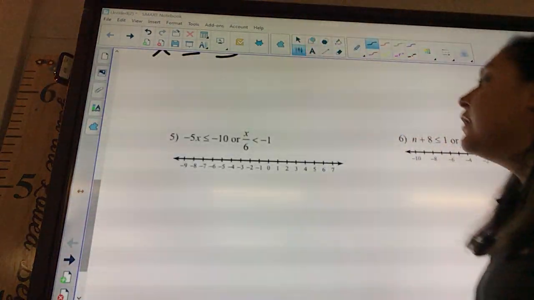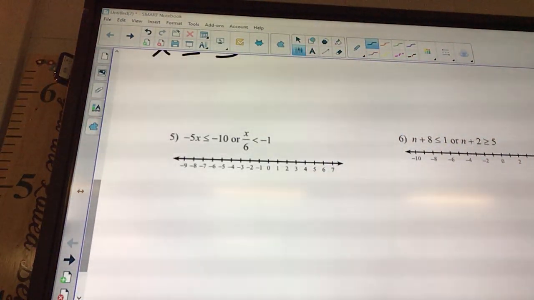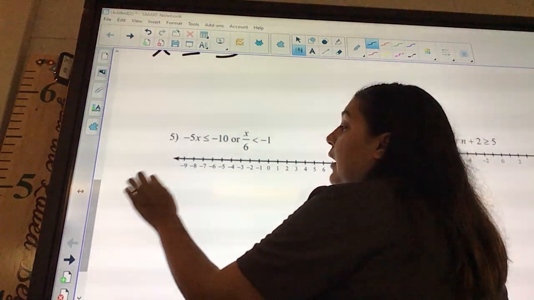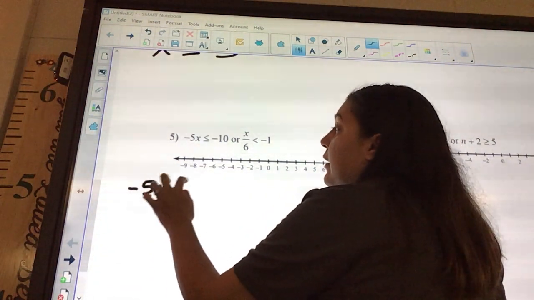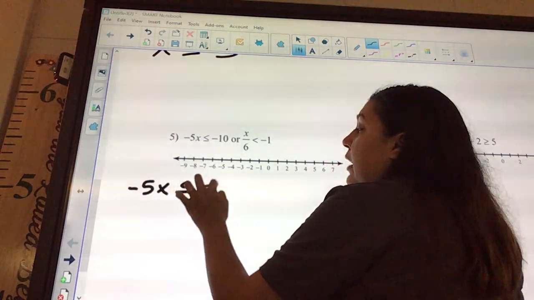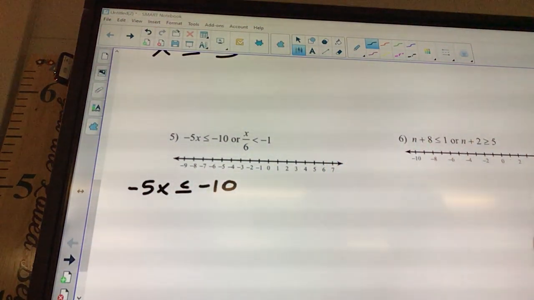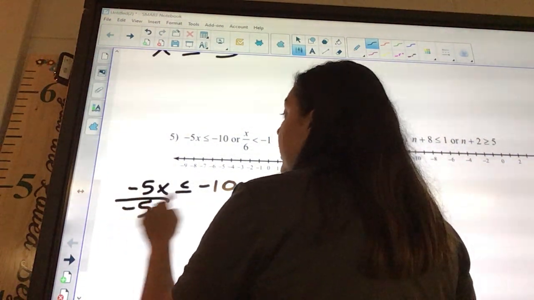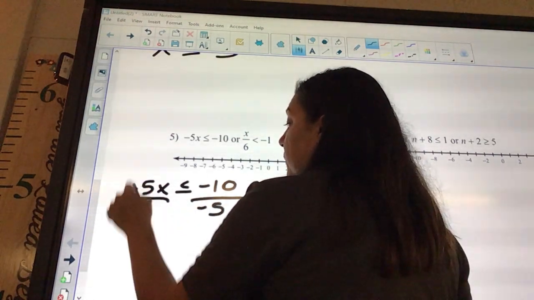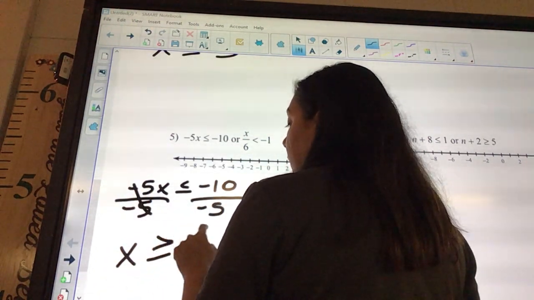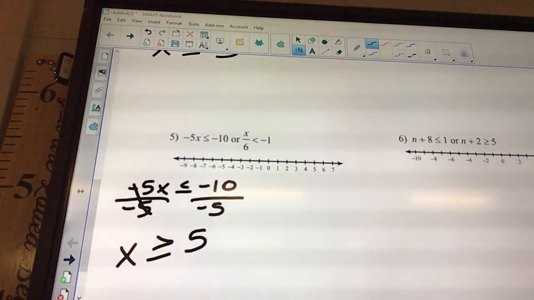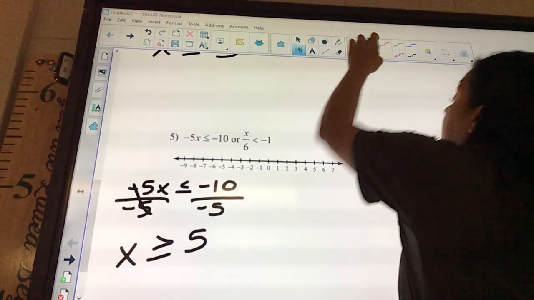Okay, 5. We're starting to get into multi-step inequalities. So this is an or. I got negative 5x is less than or equal to negative 10. How do I solve this one? We're going to divide by negative 5. Do we need to flip? Yeah. Why? Yep, so we're going to have x is greater than or equal to 5.